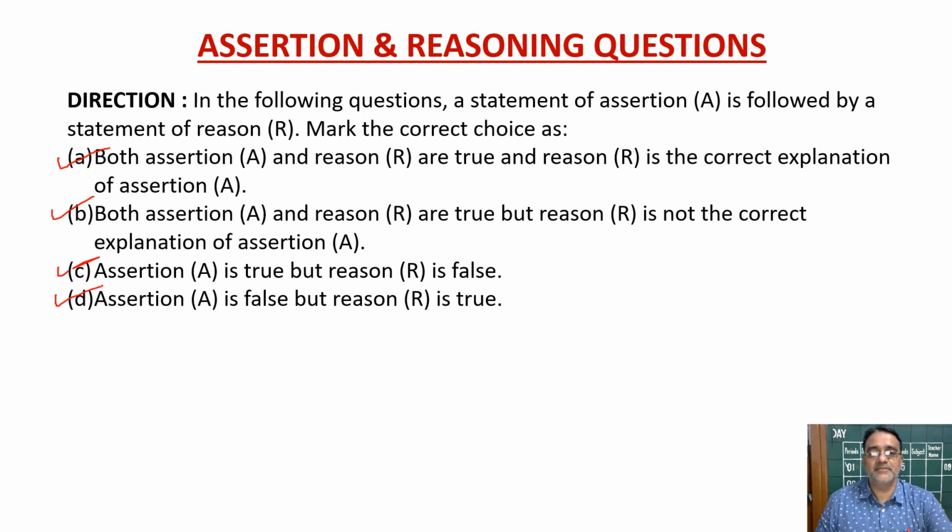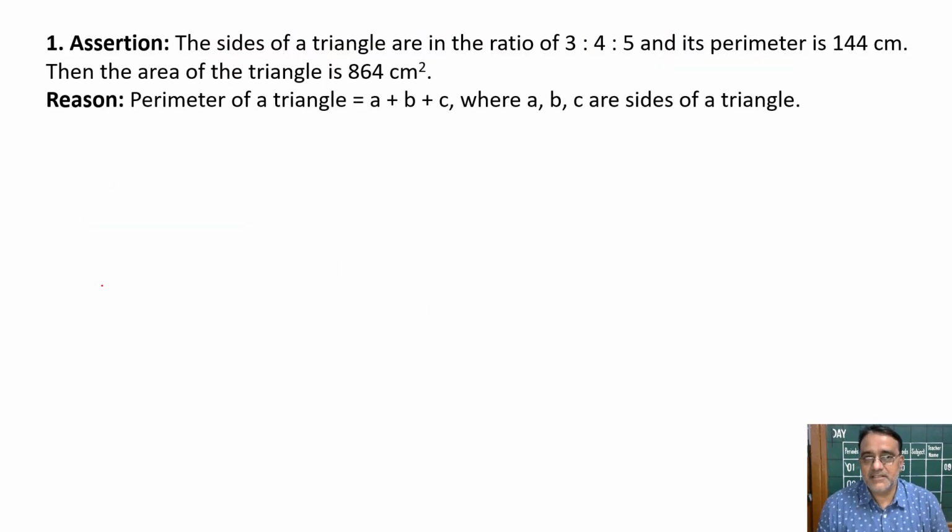So let us start with the first question. Assertion is given: the sides of a triangle are in the ratio 3:4:5 and its perimeter is 144 centimeter. Then the area of the triangle is 864 centimeter square. And the reason given is: perimeter of a triangle is a plus b plus c, where a, b, c are the sides of the triangle. So whether the statement given in reason is correct?